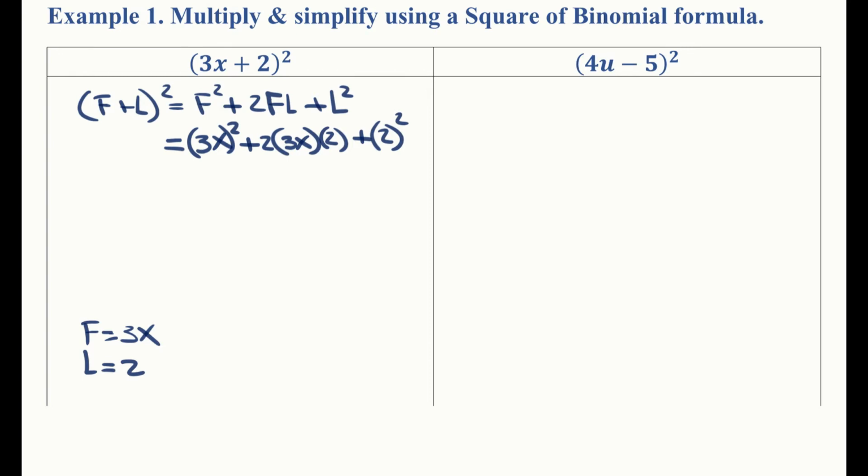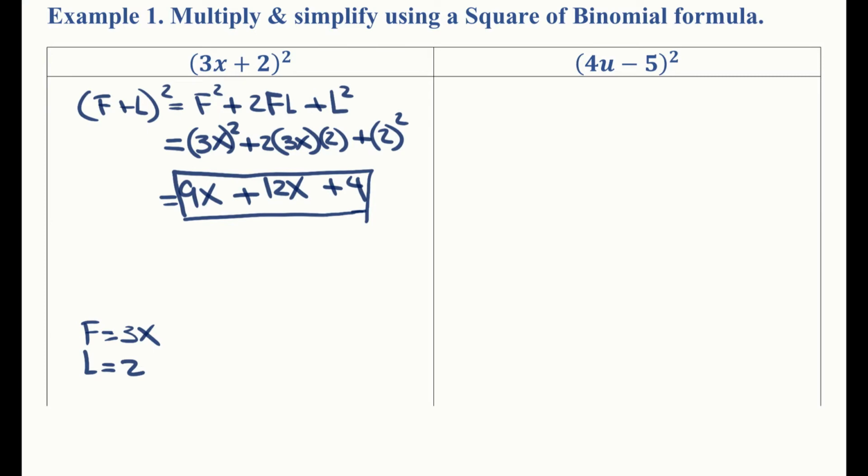I always recommend writing this formula down and then applying it in order to minimize chances of making an error. So here we get 9x squared plus 2 times 3 is 6 times 2 is 12 times x is 12x, and then plus 4. So here is our result obtained using the special formula which we learned for squaring a binomial. That's what we call that kind of mathematical expression, the square of a binomial.